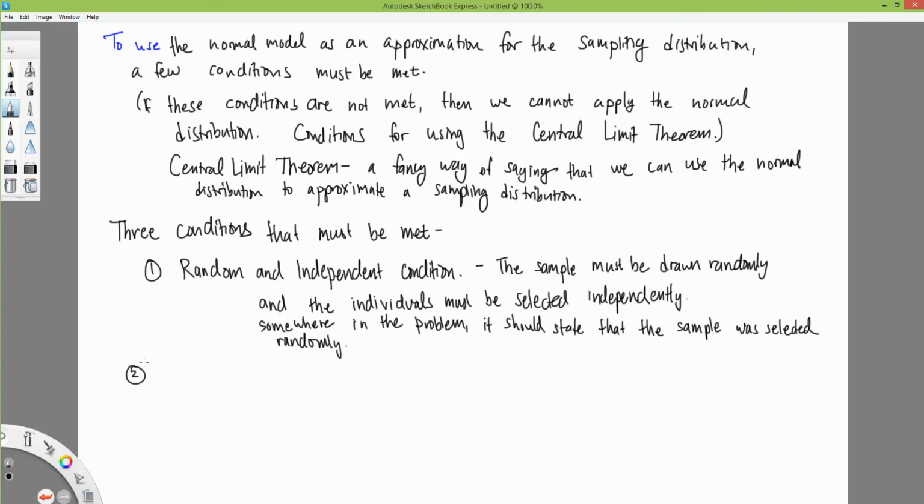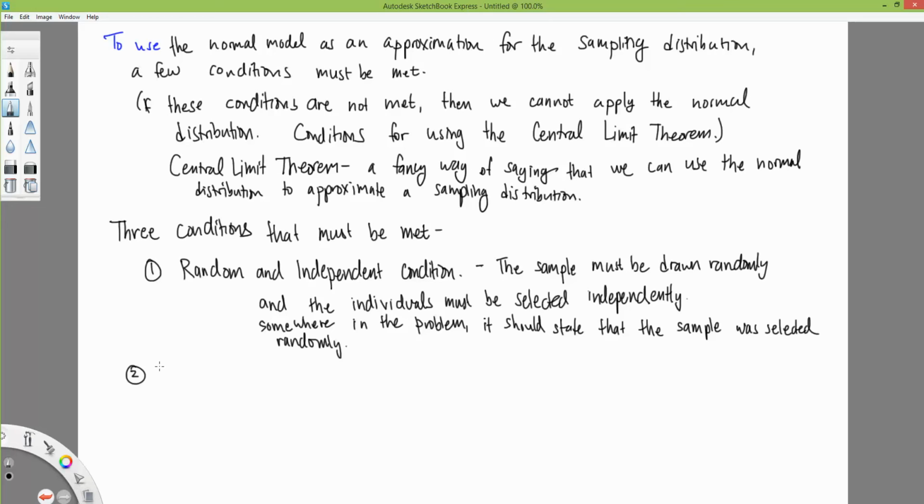This is a little risky. Okay, condition number 2. I can't remember the order that the book puts these in. Let me just check to make sure I get the same order as the book.